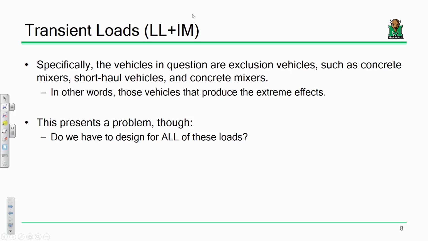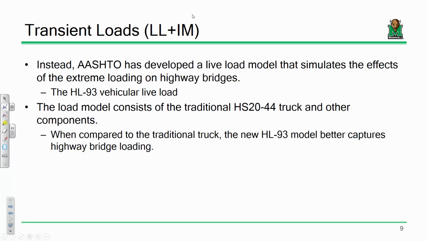Now, do we have to design for every type of vehicle that's on the road? The answer is no. What AASHTO has done is produce a live load model, and what that live load model does is simulate the effects of extreme loading on highway bridges. The model is a little funky, but statistically, what it's intended to do is represent what's really going on.